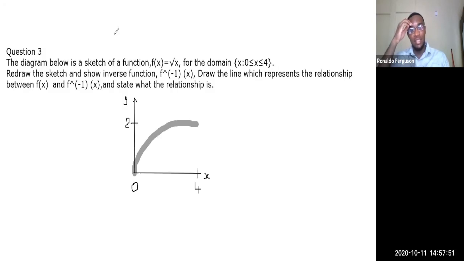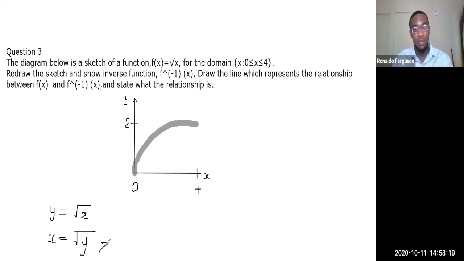Then give me this graph right here and ask us to find the inverse function first. So first and foremost, you can write y is equal to the root of x. Because remember, f of x is y, so rewrite y as f of x, step 1. The next step is to say x is equal to the square root of y. So interchange x and y. To make y the subject, we can then square both sides. So that implies x squared is equal to y.